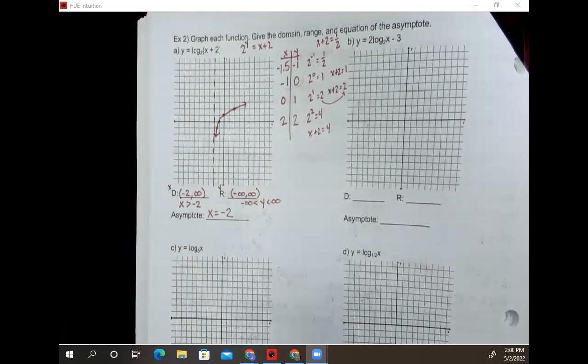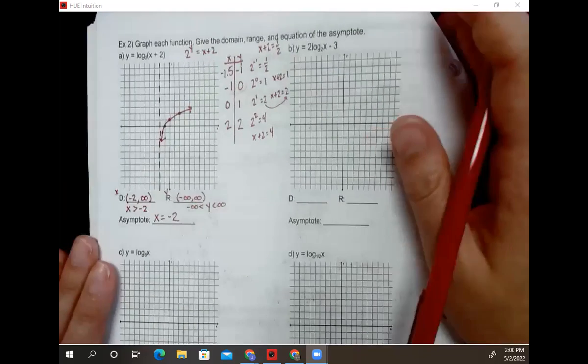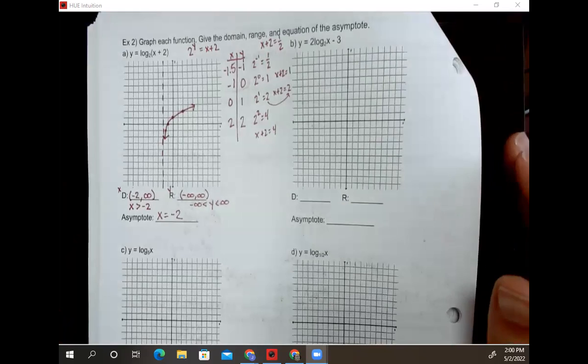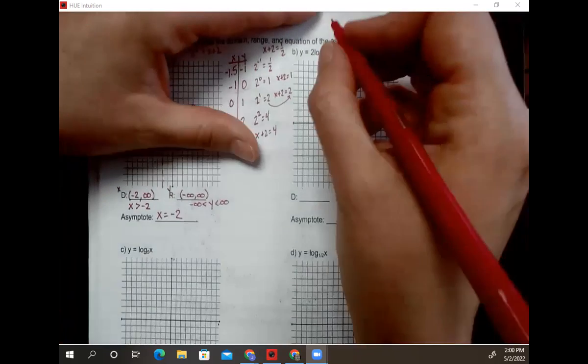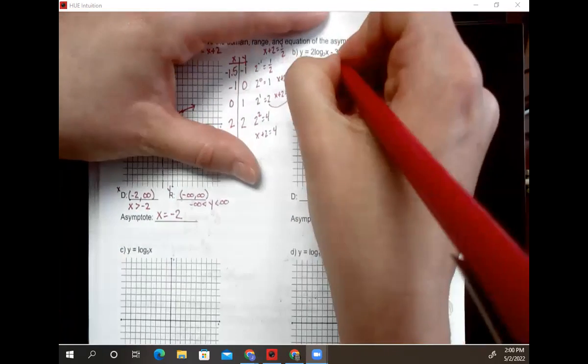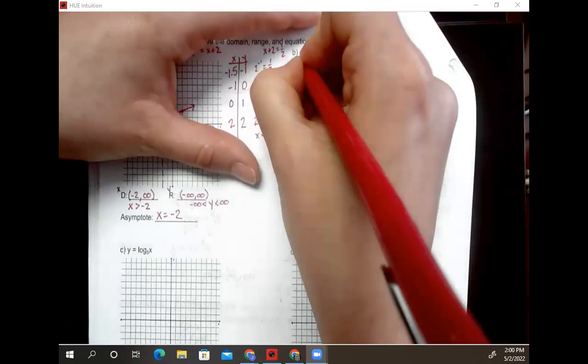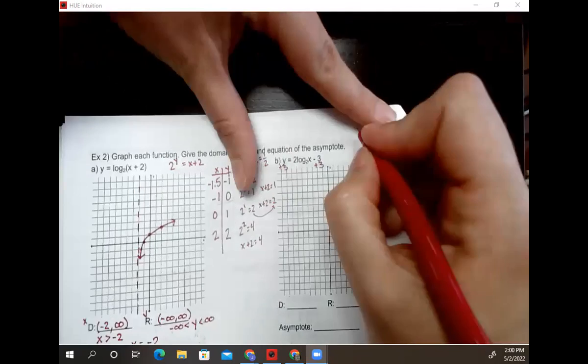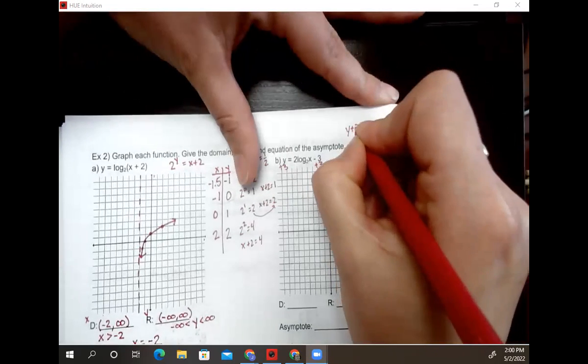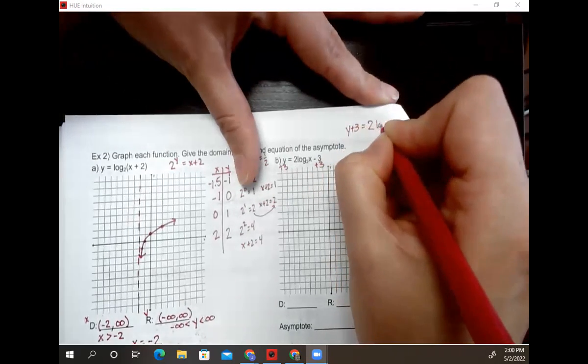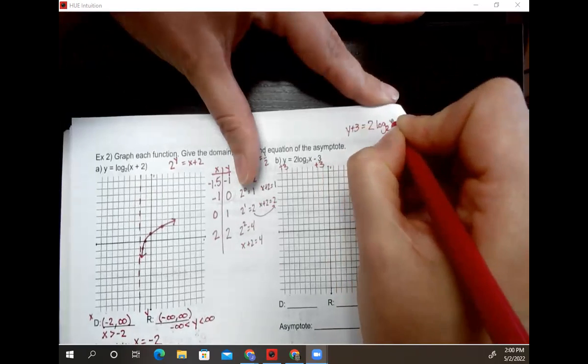Let's take a look at another graph now. For b, y equals 2 times log base 2 of x minus 3. So again, I want to rewrite this in its exponential format. Before I can do that, though, I have to get the log by itself. So I'm going to start by adding this 3 over to the other side. So I know I'm working at the very tippy top of my paper here. I would have y plus 3 equals 2 log base 2 of x.